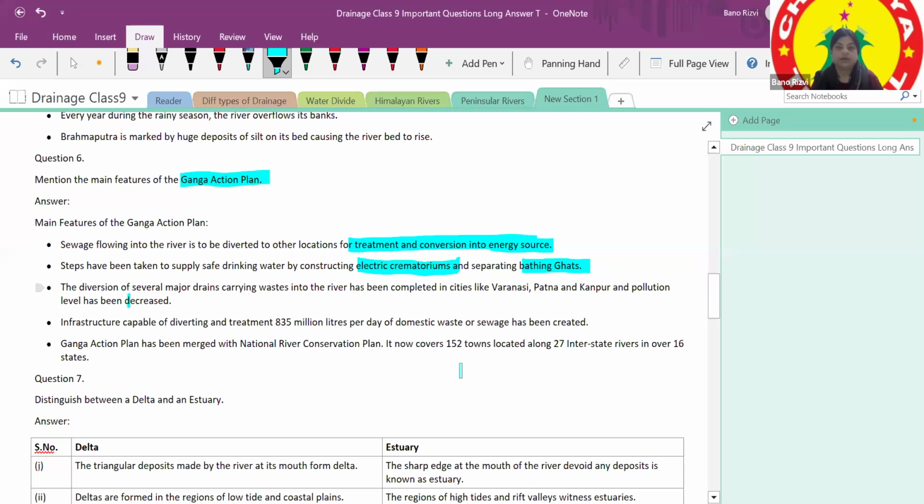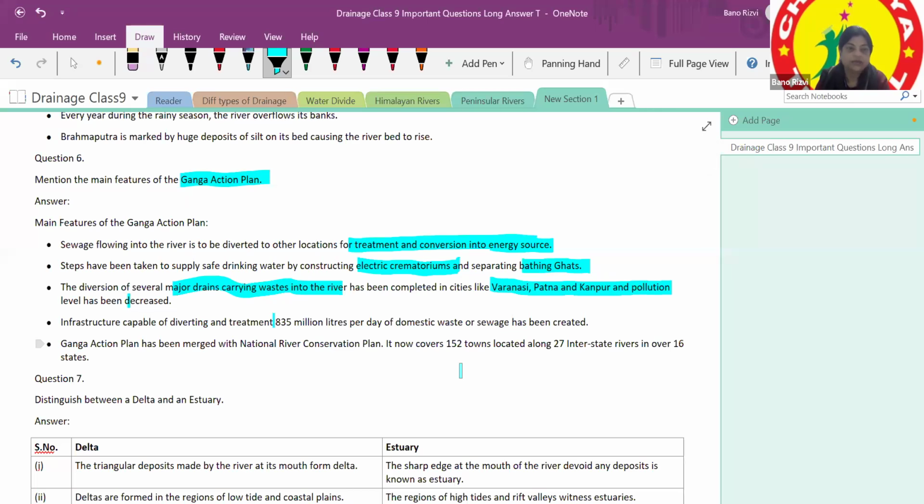Okay, so this is the diversion of major drains carrying waste into the river has been completed. After being treated by the pollution treatment plant, the water is allowed to go into the river. Infrastructure capable of diverting and treating 835 million liters per day of domestic waste or sewage has been created.